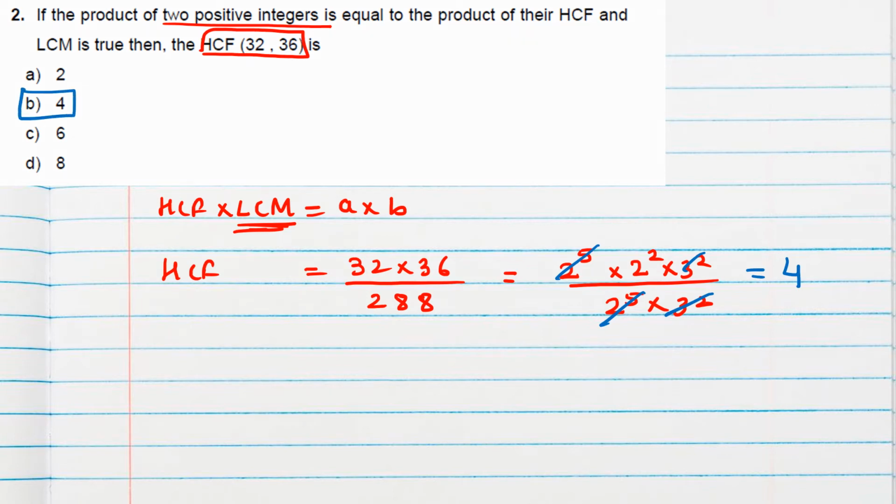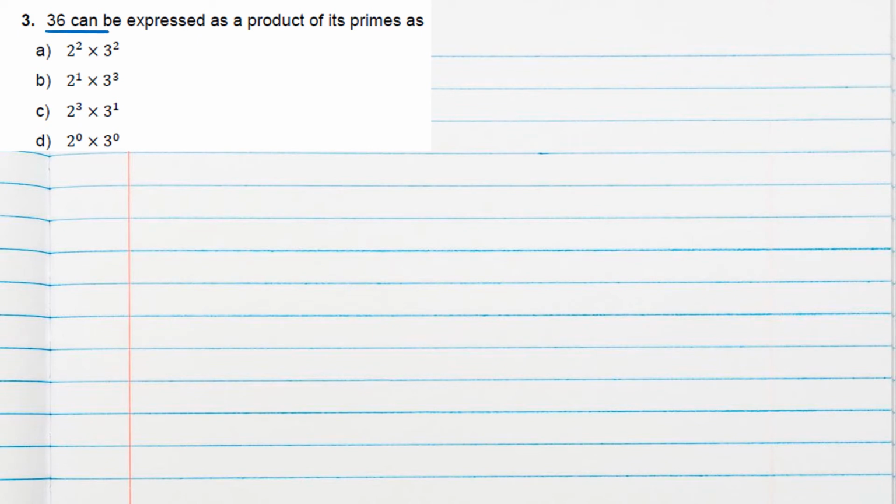Moving to the next question. 36 can be expressed as a product of its primes as, just now we saw, 2 square into 3 square. So this is the correct option.